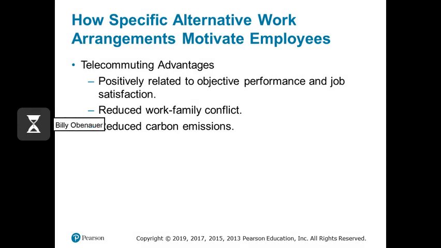Now, telecommuting brings some advantages with it. First and foremost, it's positively related to objective job performance and to job satisfaction. All right. And one of the reasons that telecommuting could be related to job satisfaction is because of its relationship with work family conflict. By reducing work family conflict through telecommuting, we provide a pathway to increase job satisfaction. All right. It's also associated with reduced carbon emissions.